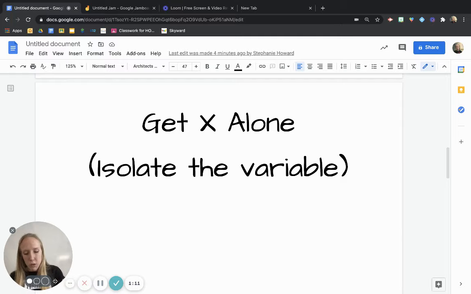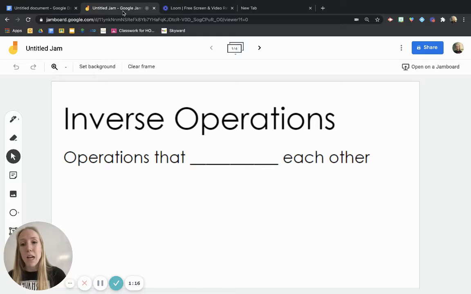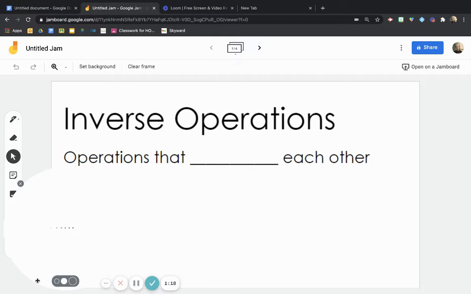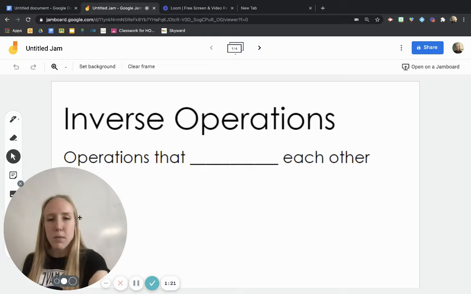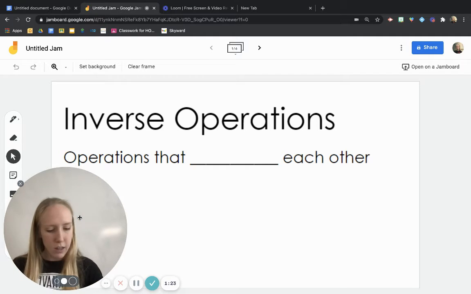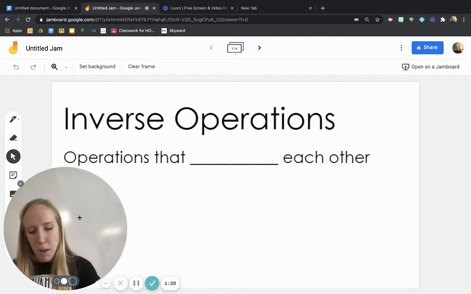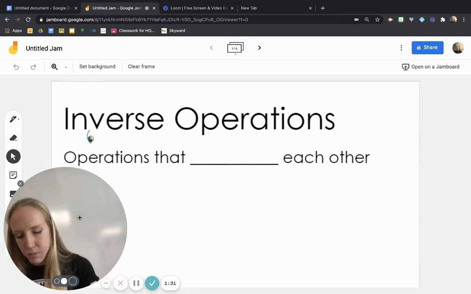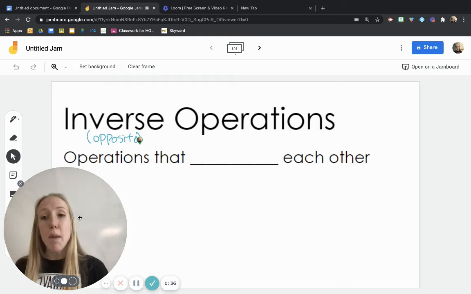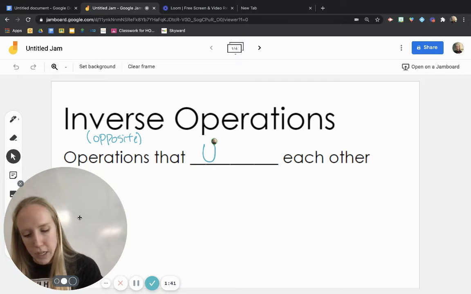The first thing we have to do, though, is we have to make sure that we can remember our lesson about inverse operations. Okay, so in our lesson about inverse operations, we learned that inverse operations are opposite operations, and those opposite operations undo each other. So inverse operations are operations that undo each other.